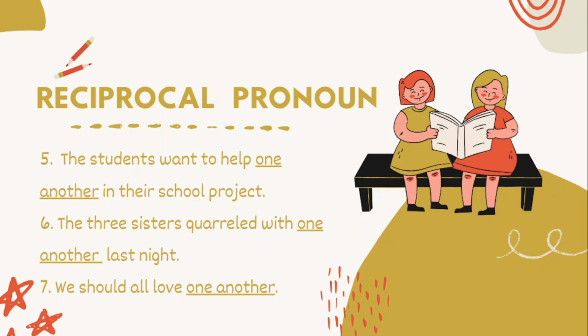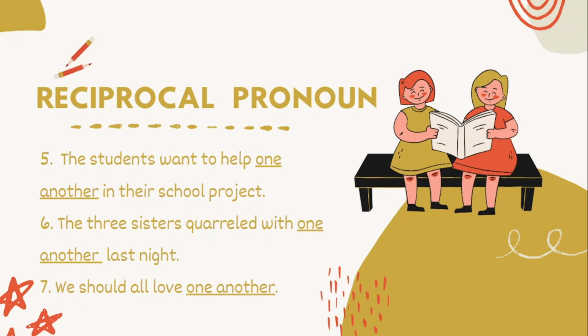Do you know why the one another reciprocal pronoun is used in this context? Here, three sisters are there. It means more than two persons are there. That's why the one another reciprocal pronoun is used. Observe it. Next, last one.